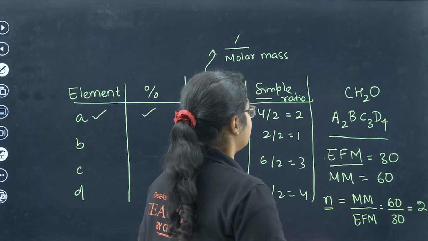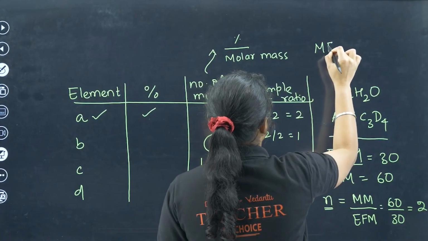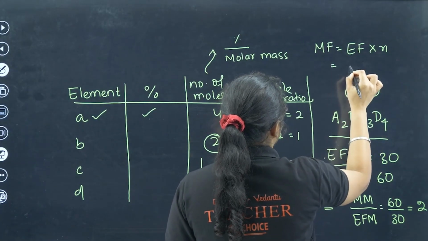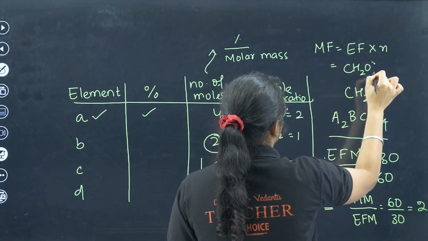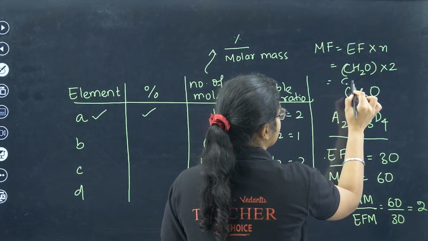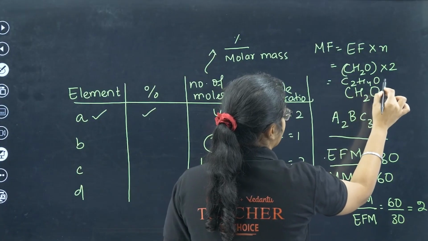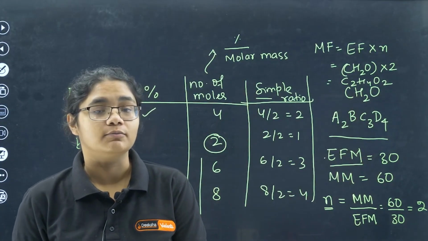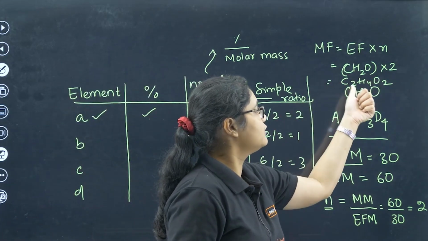Now what we have to calculate? We have to calculate molecular formula is equal to empirical formula into N. So what is empirical formula? CH2O into 2. What is N here? That is 2. So if I multiply, C2H4O2, this is the molecular formula.